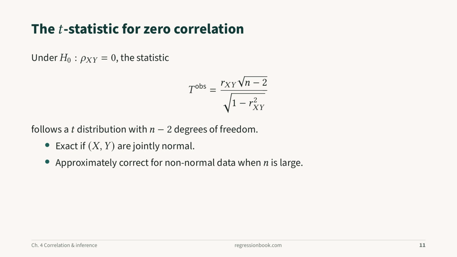Under the null of zero correlation, the statistic is the sample correlation times the square root of n minus 2, divided by the square root of 1 minus the squared correlation. It follows a t-distribution with n minus 2 degrees of freedom, exactly if the pair is jointly normal, and approximately for other data when the sample is large. One formula and the zero correlation question becomes a routine t-test.